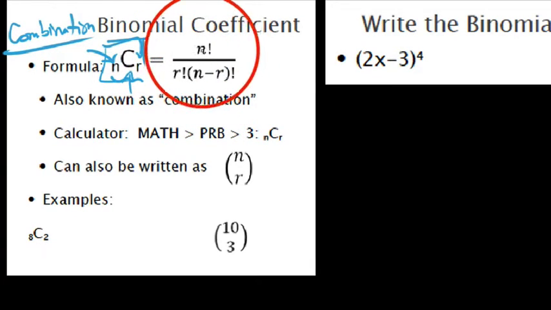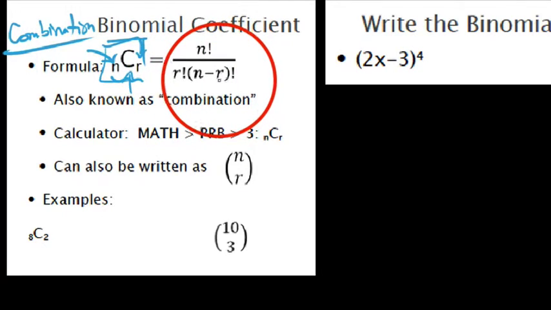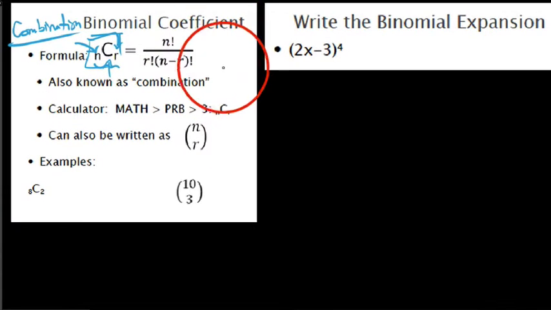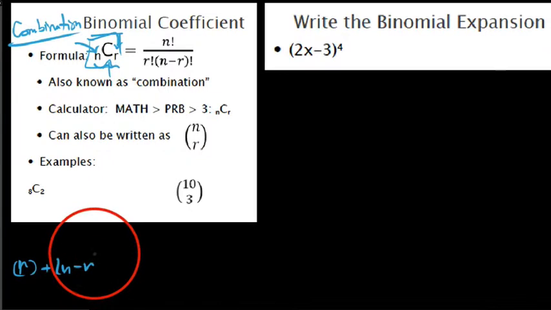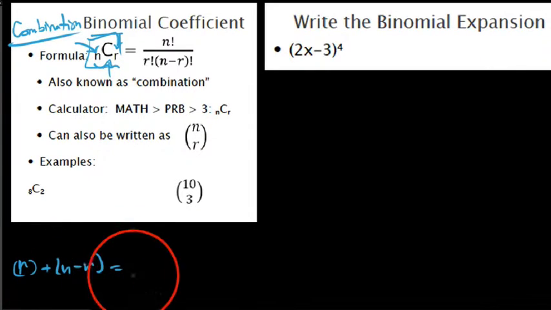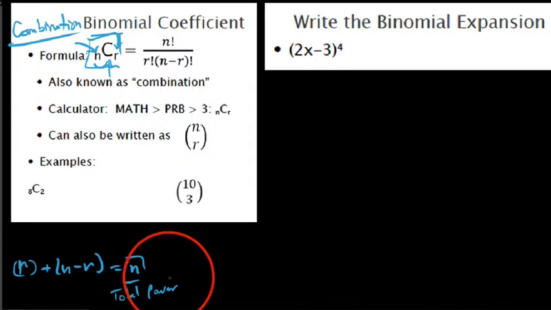So what we're going to define this as is n choose r is n factorial over r factorial times n minus r factorial. One thing we want to note here, just as a quick side note, is that r plus n minus r is equal to n, because the r's cancel. And this is the total power that we're raising our binomial to in the first place.